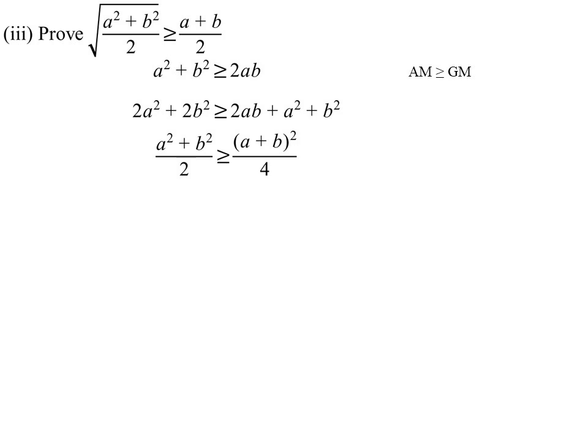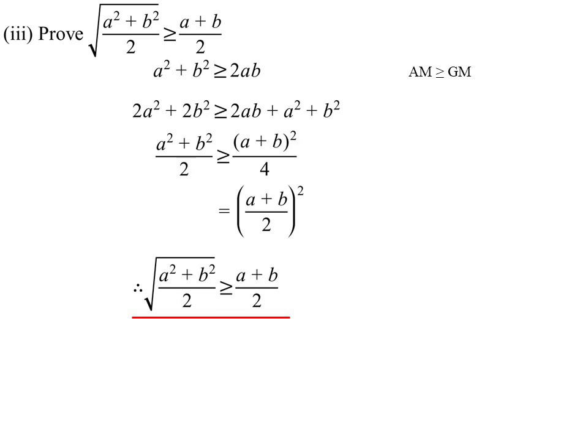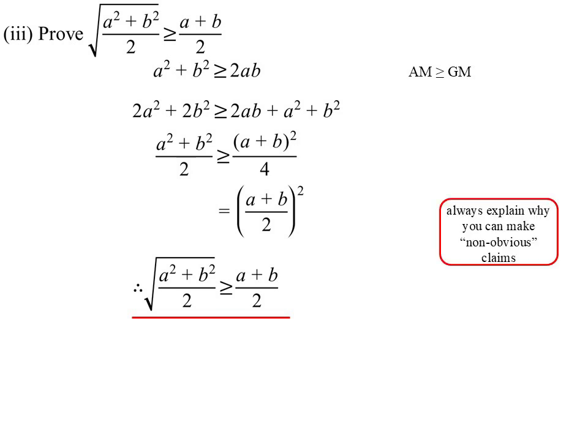Very close to what I want. So a plus b squared on 4 is the same as a plus b on 2 squared. And I'll find the square root of both sides. Now I can do that because, and this is why I bring up this next important thing in your proofs, is it immediately obvious why I'm allowed to do this? So you always explain why you can make these non-obvious claims. I can do this because y equals the square root of x is a continually increasing function. And when you're applying a function to an inequality, if it's a continually increasing function you're applying, the sign stays the same. If it's a continually decreasing function you're applying, then the sign flips.